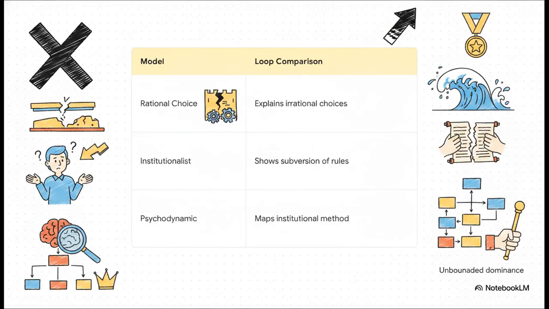Now, an 8 is still really good, and it earns that score because it actually outshines a lot of standard political models. Take traditional rational choice models, for example. They completely fail when a leader makes seemingly irrational, self-destructive choices. But this model? It explains that exact behavior as a highly rational pursuit of unbounded dominance. It also goes way beyond mere psychodynamics. It doesn't just say a leader is driven by ego. It maps out the exact institutional methodology they are going to use to satisfy that drive.